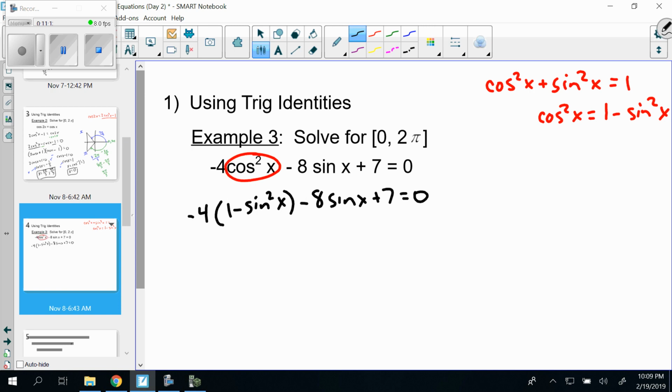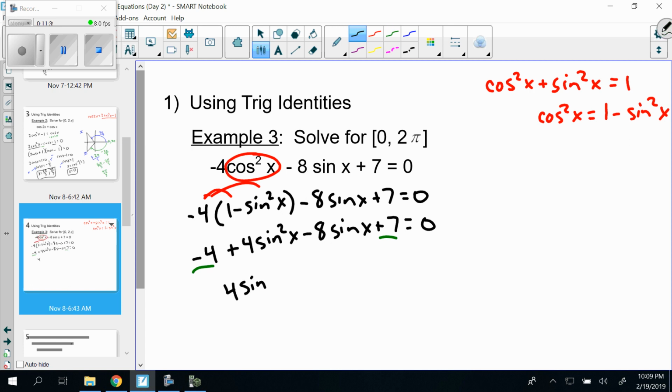Okay, so first thing, we want to get this simplified. Let's distribute this negative 4 to both. So now we've got negative 4, this will be plus because we're multiplying two negatives, 4 sine squared x minus 8 sine x plus 7. Let's put those like terms together. We've got a couple like terms here and here. So now we've got 4 sine squared x minus 8 sine x, that'd be plus 3. Okay, now we don't have any more simplifying to do.